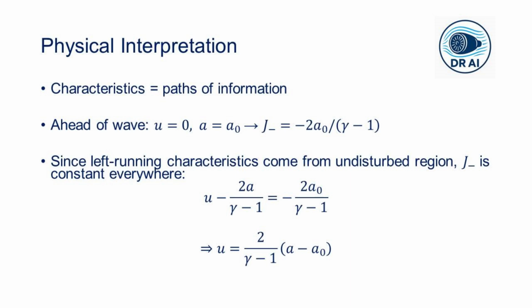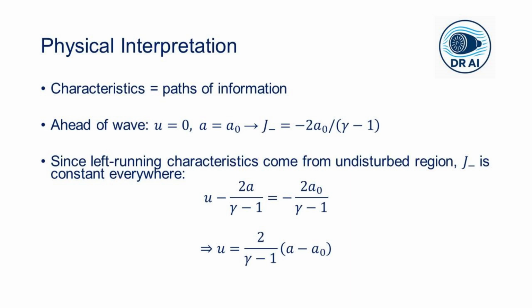Small disturbances travel at the speed of sound, and in a moving gas, they are carried along by the flow. So the Riemann invariants tell us that certain combinations of the velocity and the sound speed are remembered along these paths. For our problem, ahead of the wave, the gas is undisturbed, that is u is equal to 0, and for this a would be equal to a naught.